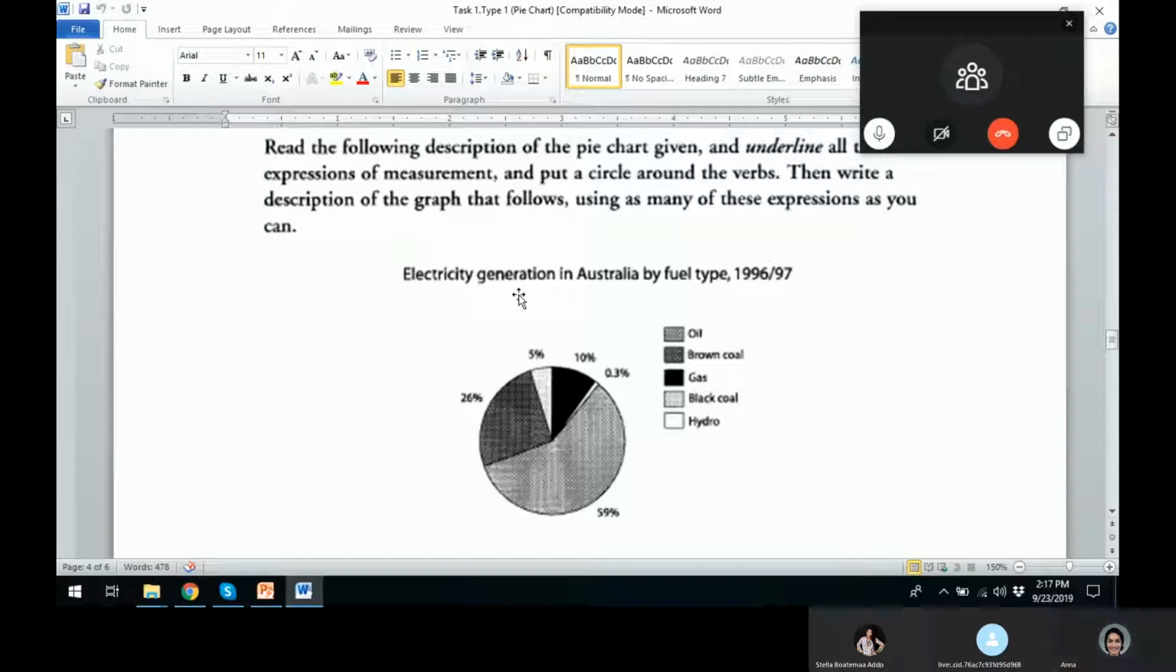Or we can say the pie chart shows how electricity is generated. So simply using the same word, but I changed the word form. So generation is noun, generated is verb. You can do that. Okay. You get that? Okay, one more time. The pie chart shows how electricity is generated in Australia by fuel type in 2 years. Then you can place open and close parenthesis 1996 to 1997.